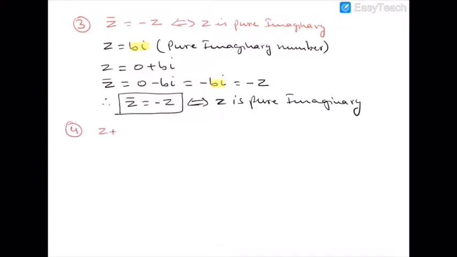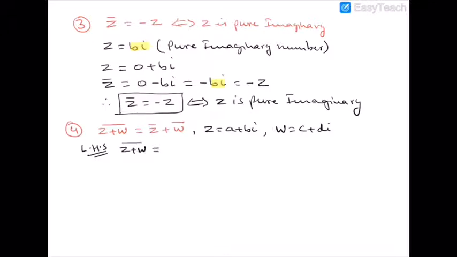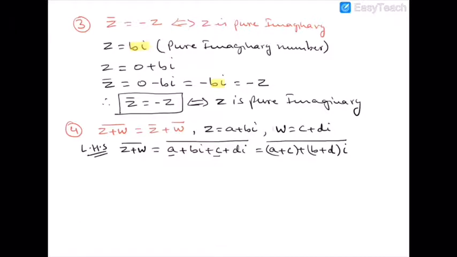Now a fourth property is conjugate of z plus w is equal to conjugate of z plus conjugate of w. So let's take z equal to a plus bi and w equal to c plus di. Now left hand side will be conjugate of a plus bi plus c plus di. Now add the like terms: a plus c, plus take i common, so b plus d i. Now we need to take the conjugate of this complex number, which will be a plus c minus (b plus d)i.